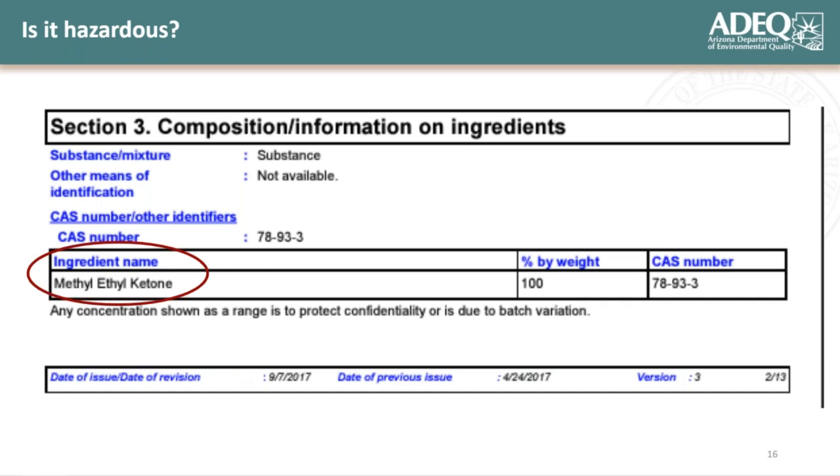So we know that methyl ethyl ketone, or MEK, is a toxic constituent, and we can see that it is the sole ingredient of this product. Therefore, generators using this product should be mindful that it would be nearly impossible for the spent material to be below the regulatory level for MEK, and then that waste would be toxic. Since MEK is also a solvent, generators should verify which F codes would also apply, and remember that a waste can carry multiple waste codes.